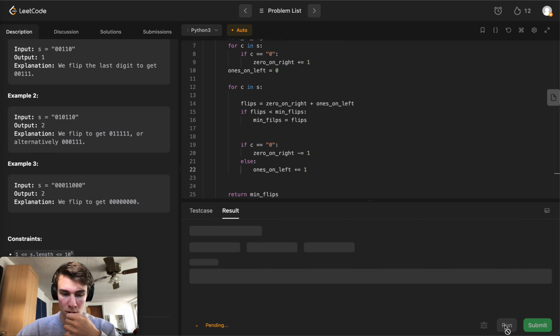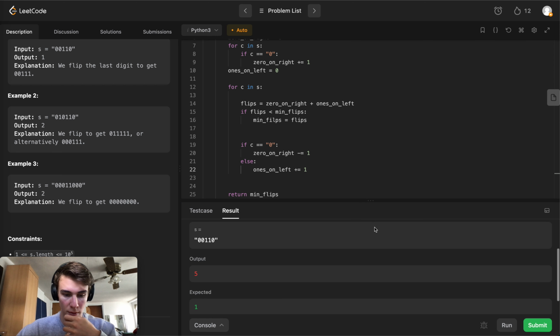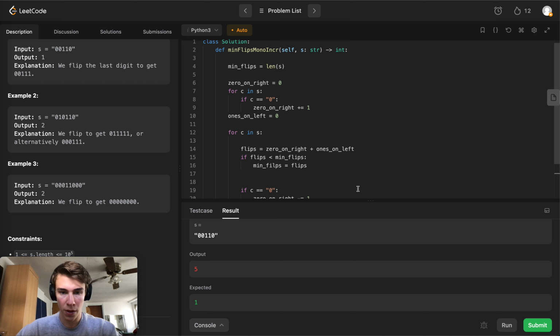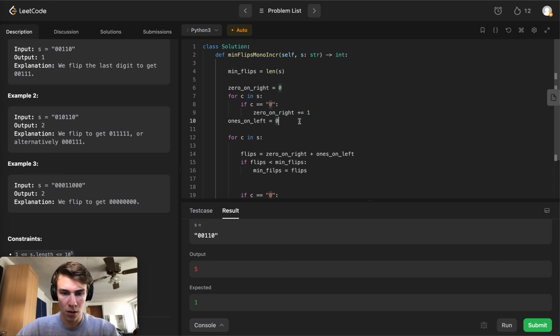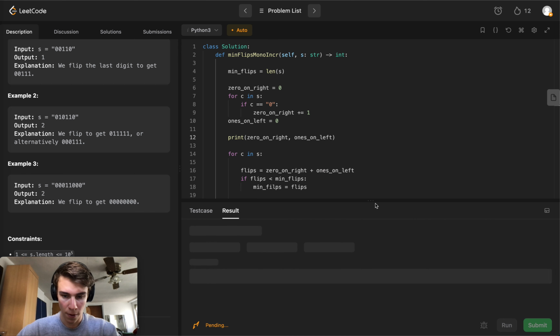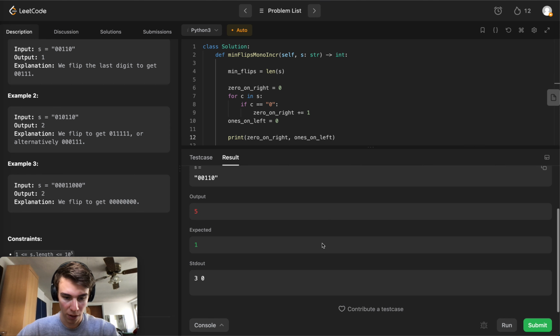Interesting. Run this first. Output 5, expected 1. My logic seems correct. Let's look at the initialized values just to make sure that we're initializing them to the correct place.